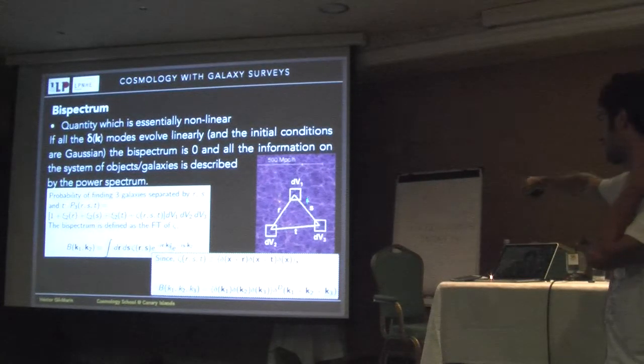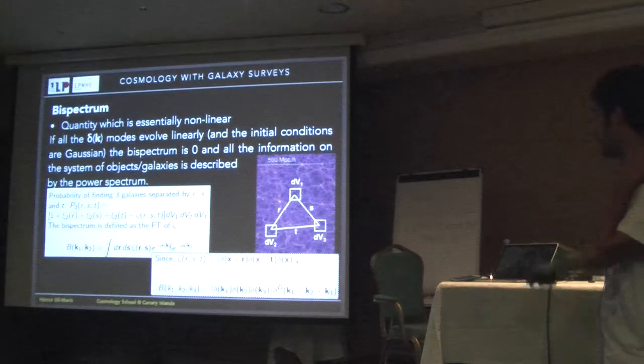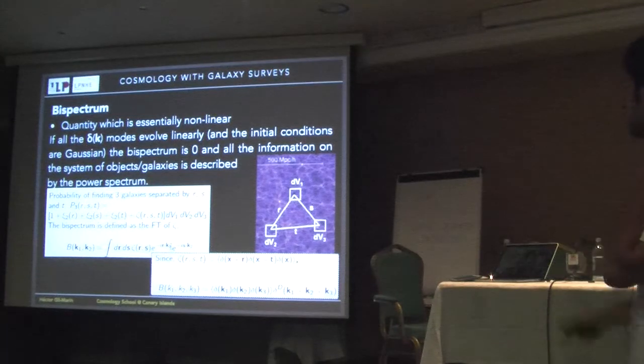So you select three sticks instead of just one stick, and then you throw them randomly in your galaxy distribution, and then you compute the excess probability of finding them with respect to a random catalog.